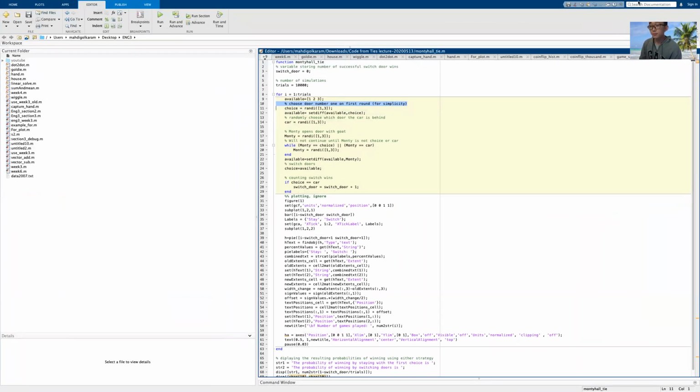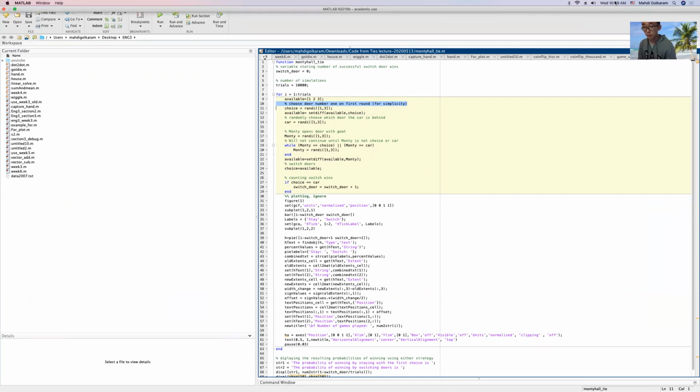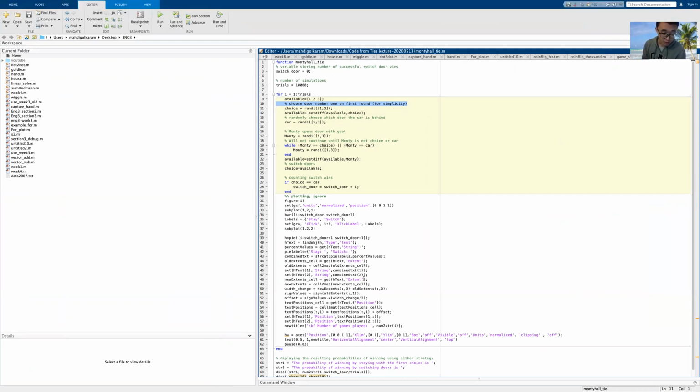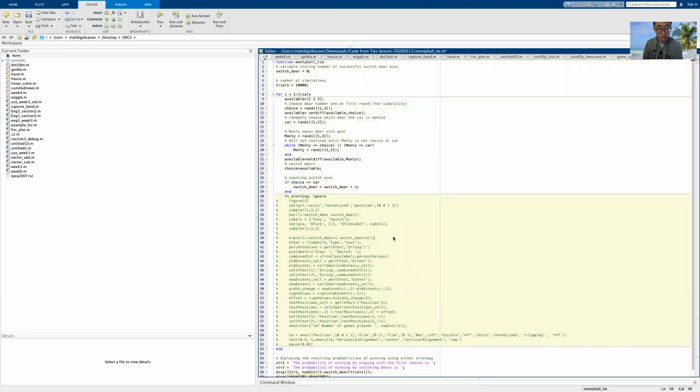If you have questions or want to discuss with us, you can unmute yourself. I will give you guys 5 minutes to read through this. First, you can skip the plotting part and just focus on the uncommented parts.